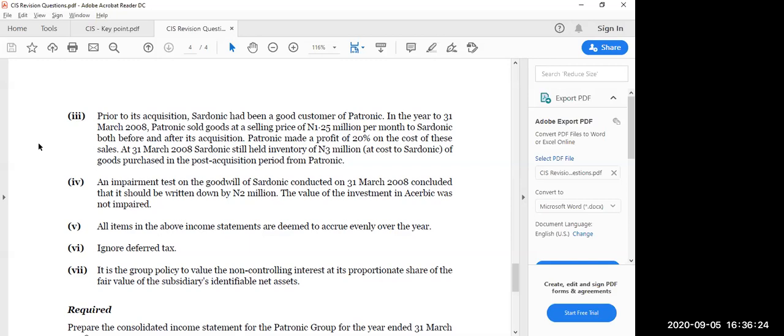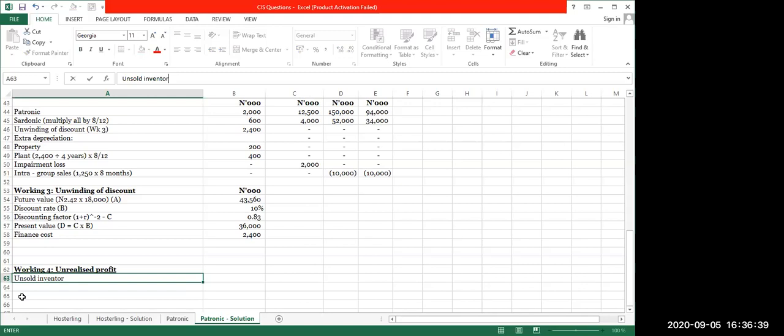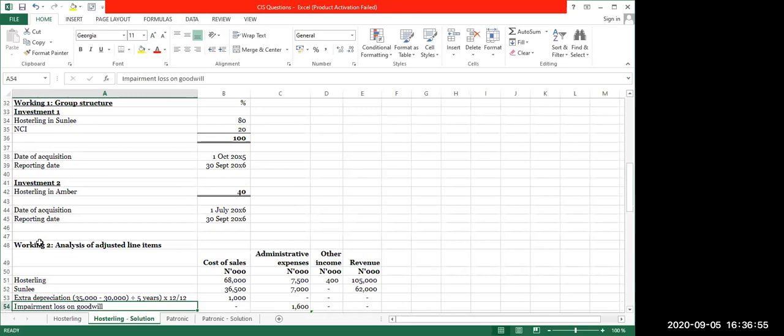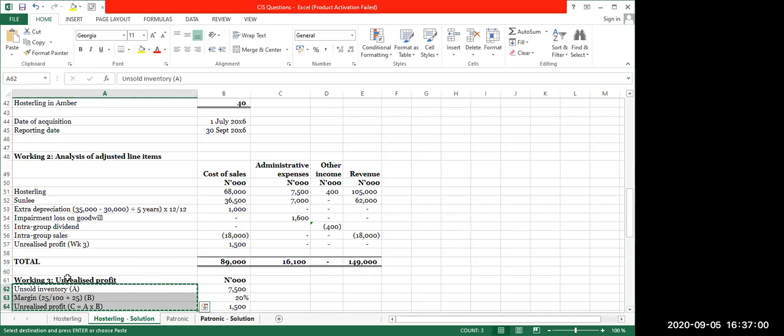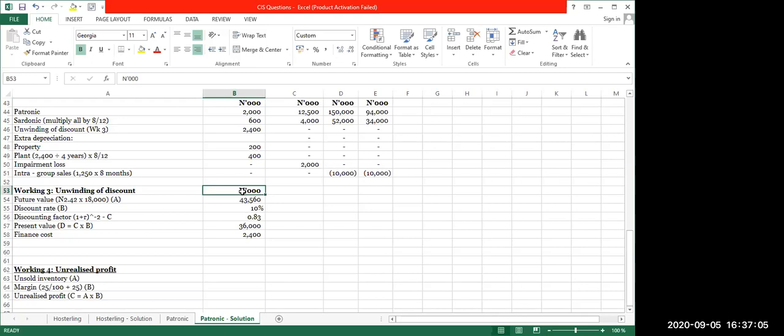Okay, we are supposed to also calculate unrealized profits. So unrealized profits is always on the unsold inventory. We have to calculate the margin. And from there, we can calculate the unrealized profit. I think we did something similar here. So I'll just come here and I will copy what we have here. So I'll start with my unsold inventory. The question, I go in there to search for my unsold inventory.